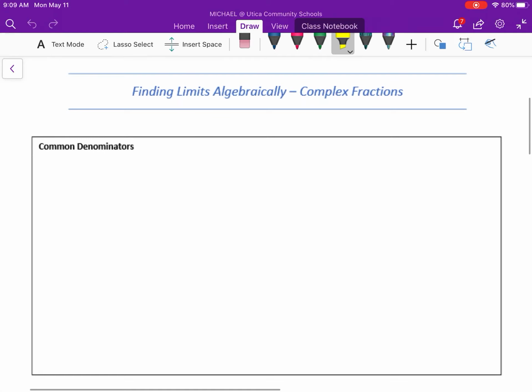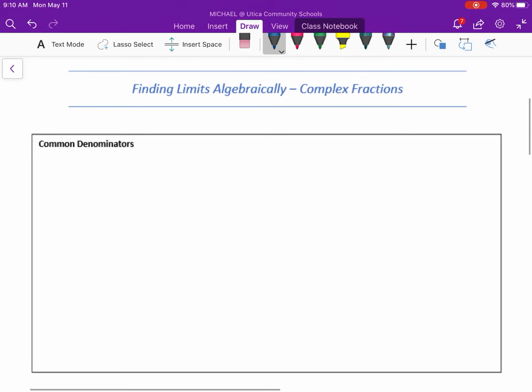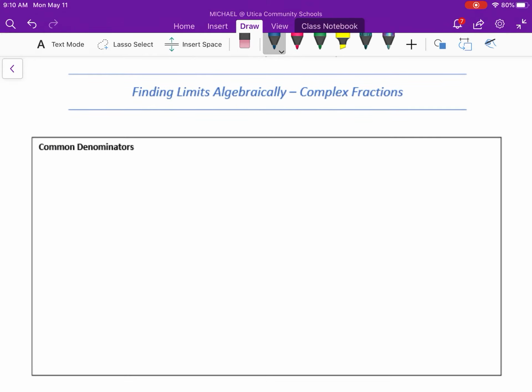Okay, today's lesson is on, again, finding limits algebraically. This time we're going to look at examples that use complex fractions. So anytime we're dealing with fractions, we're probably going to be dealing with adding or subtracting them, and thus common denominators. So let's take a quick look back at adding fractions or subtracting fractions with common denominators.